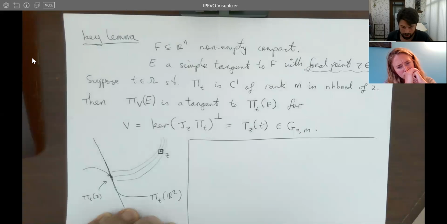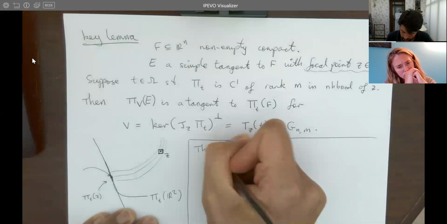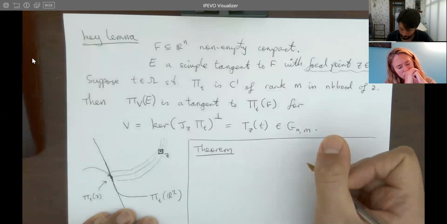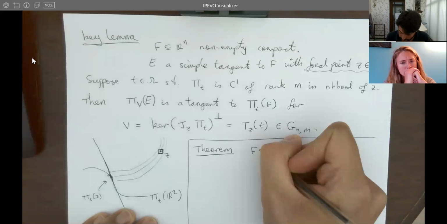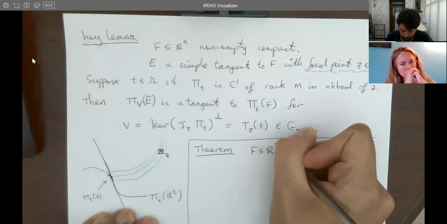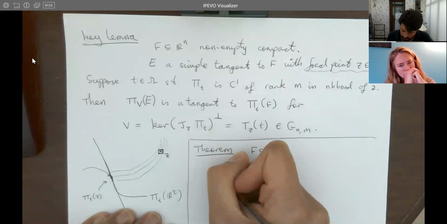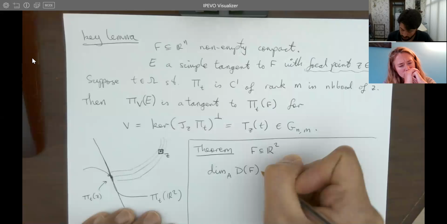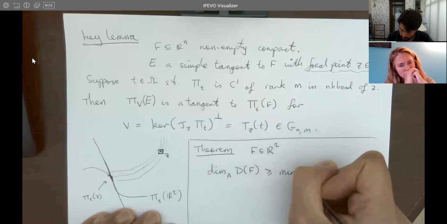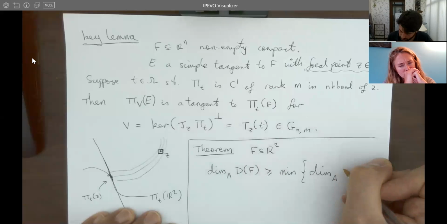Okay, so let me make use of this nice white bit of paper here. So the main result is the following. I want F to be a subset of R2 with absolutely no additional assumptions. So it doesn't have to be bounded, it doesn't have to be Borel. Then the Assouad dimension of the distance set of F is at least the minimum of the Assouad dimension of F and 1.